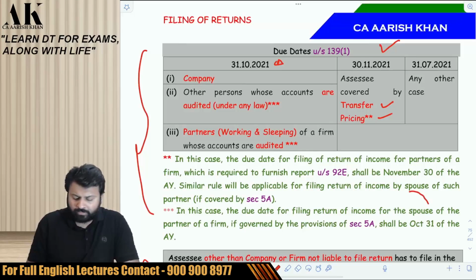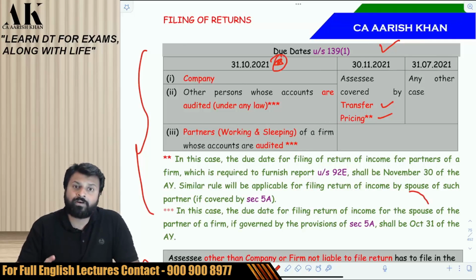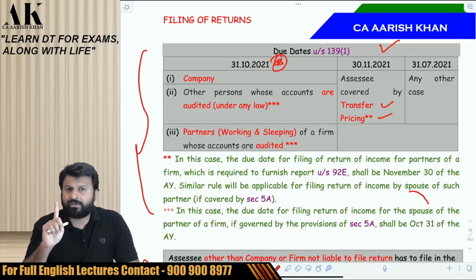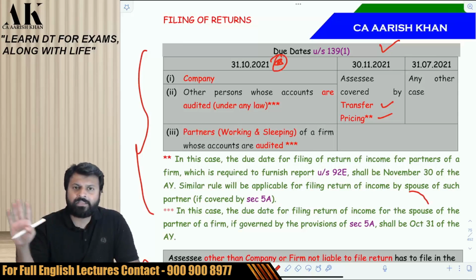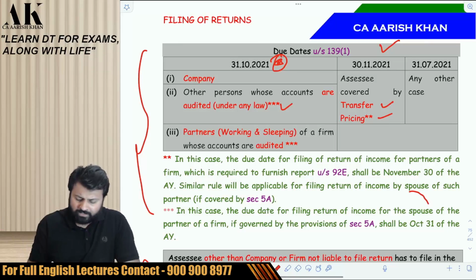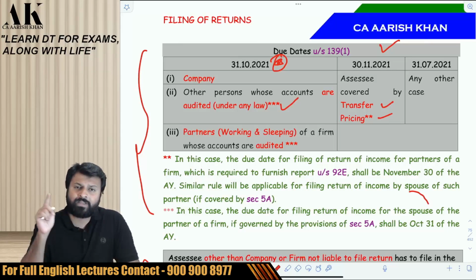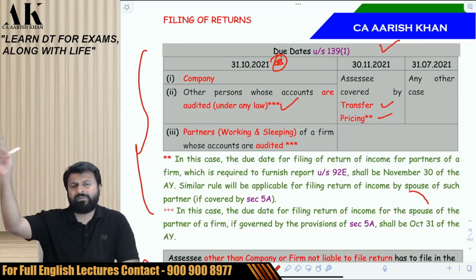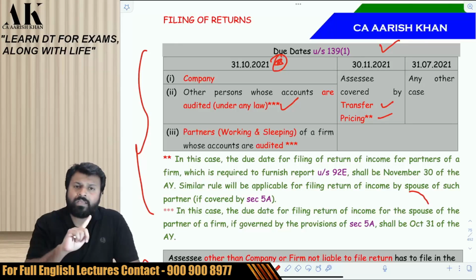Now who will file in October? That is an important issue for us. Company will always file in October. Always. Second, any other person apart from company, like firm, AOP, BOI, individual, HUF, they will also file in October if they are liable for audit under any law. If they are liable for audit under income tax law, or even liable to audit under any other law. If a person is liable for audit under any law, then that particular person has to file the return on 31st of October.